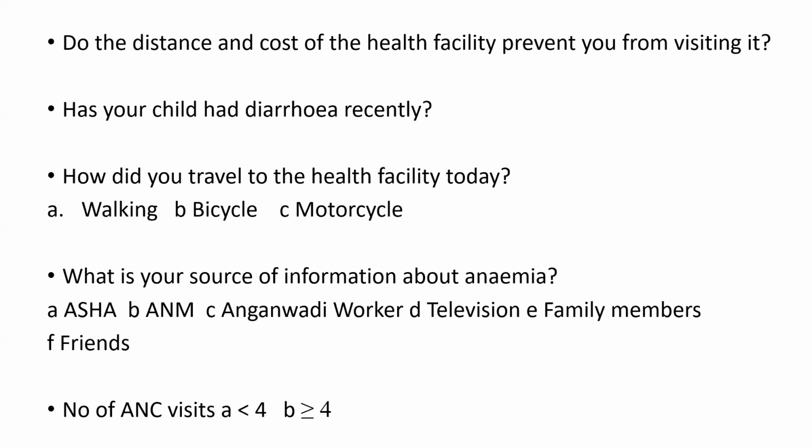What is your source of information about anemia? Now, this example we have already seen. Then the number of ANC visits. What is the problem here? Because 4 is included in both of them. Continuous data is categorized, so they are overlapping. They're not mutually exclusive.